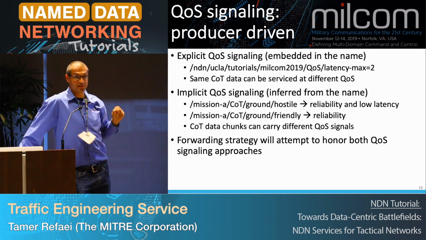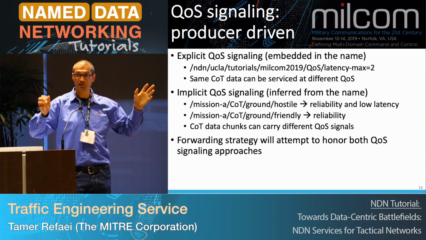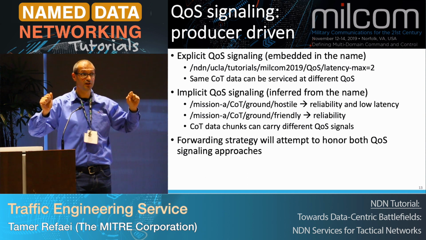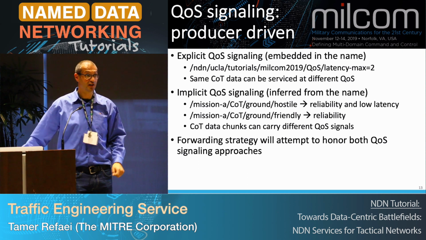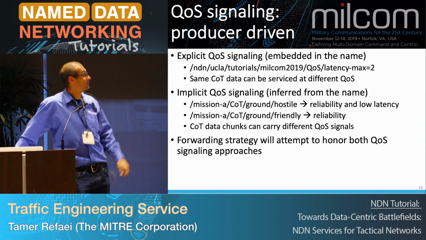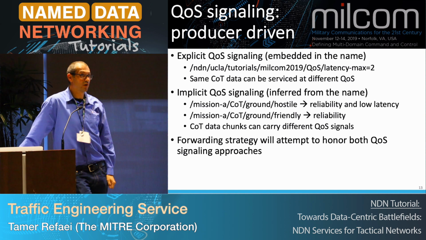And so in this case, if I have COT data that is friendly versus hostile, I can tag each with a different number. And then I could disseminate each one of them using different QoS. So this is basically explicit. I tag on the packet exactly what I want to have in it.